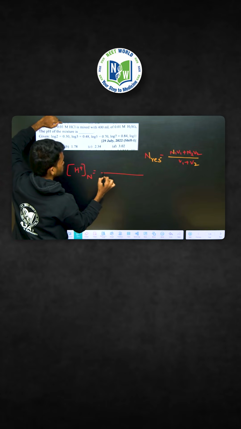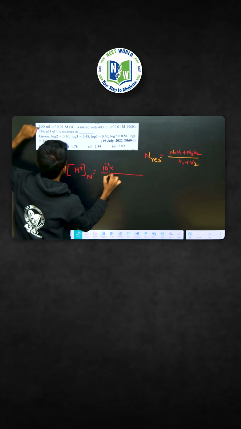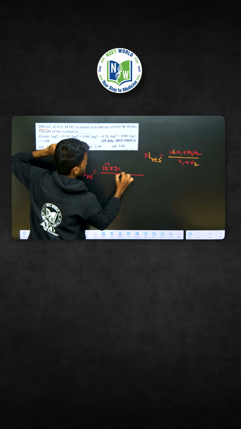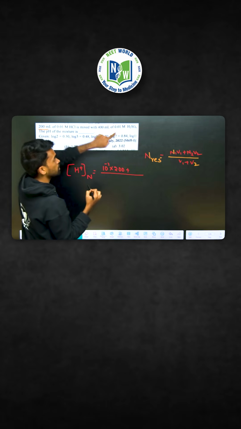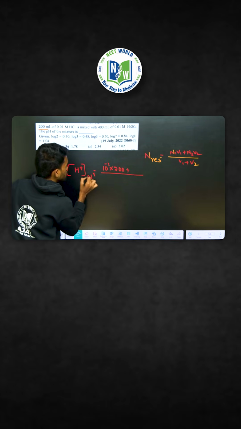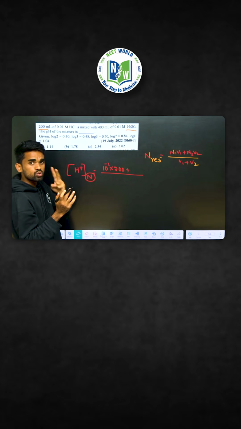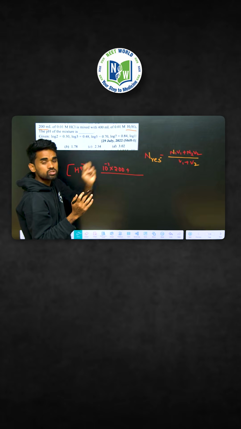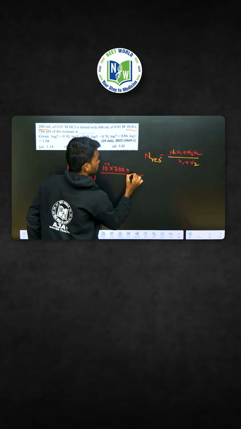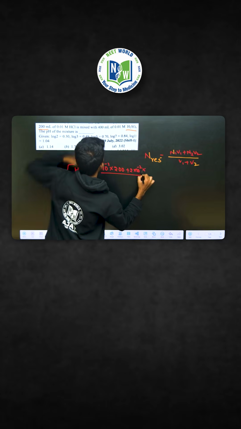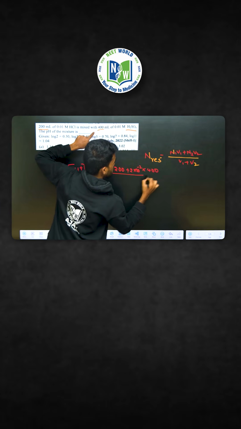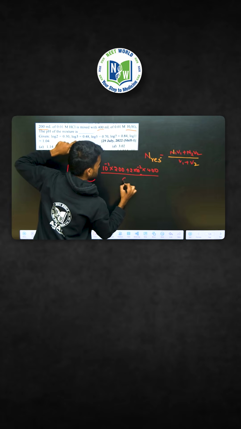So 0.01, I can write 10 power minus 2, multiplied with 200 ml, plus 400 ml into 0.01 molarity, but I want this to be taken in normalities. The N factor for sulfuric acid is 2, so molarity into N factor gives normality, that is 0.02. So 2 into 10 power minus 2 is the normality having a volume of 400 ml, divided by the total volume of 600 ml.